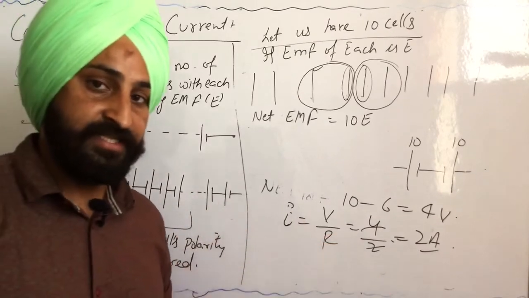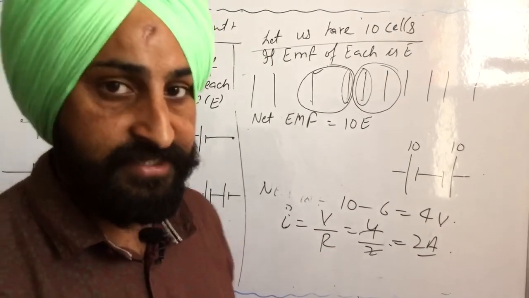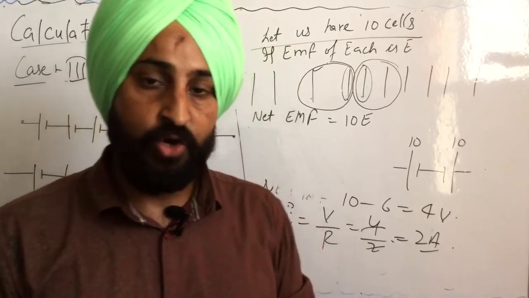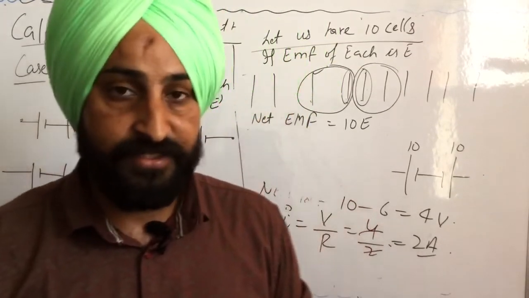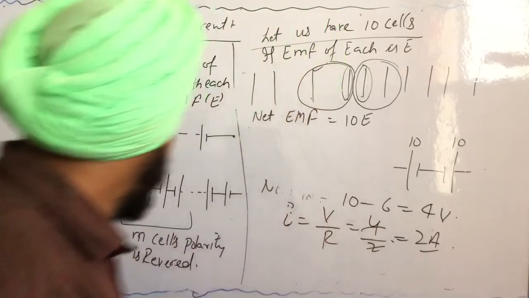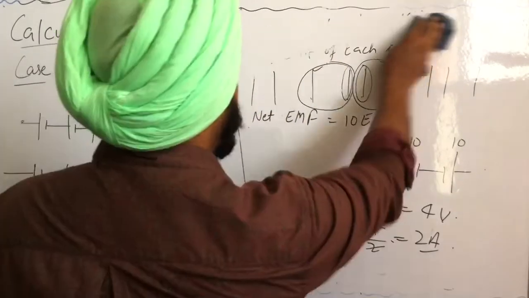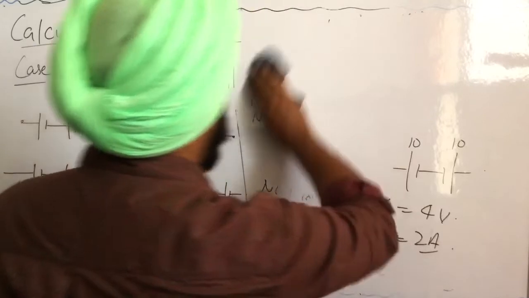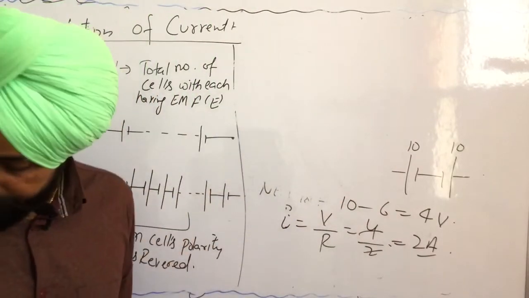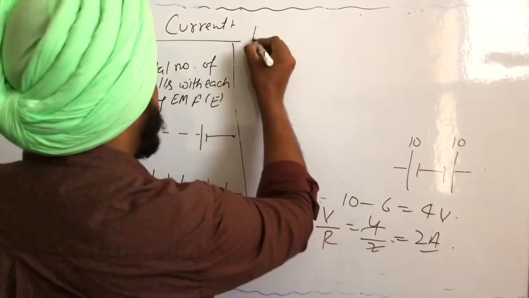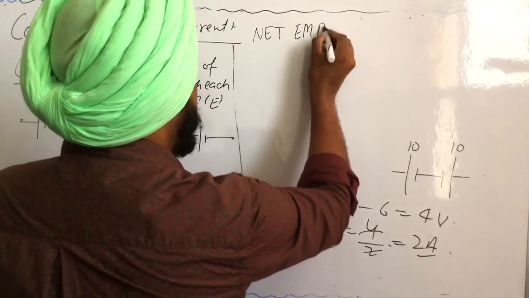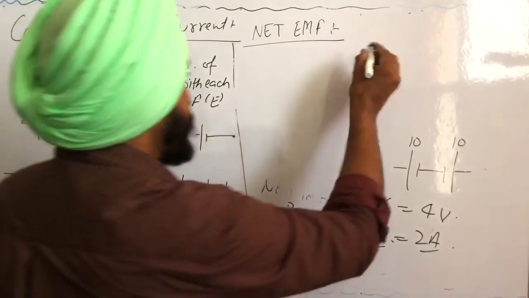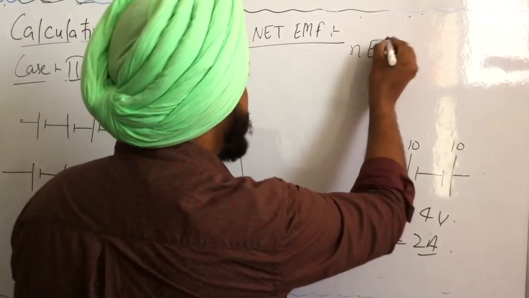In total we have n cells. Out of those n cells, the polarity of m cells is reversed. How many cells will get neutralized? 2m cells will get neutralized. Then what will be the net potential, or net EMF? It would be n into the EMF of each.